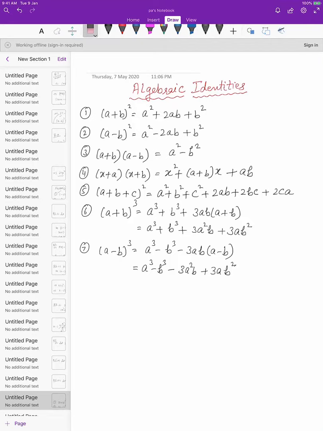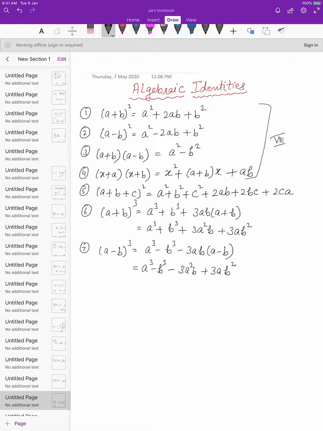Now starting with the algebraic identities once again. Till now we have done 7 algebraic identities. The first one a plus b whole square, second a minus b whole square, then a plus b into a minus b, and x plus a into x plus b. Till these 4 identities we have done in class 8th.